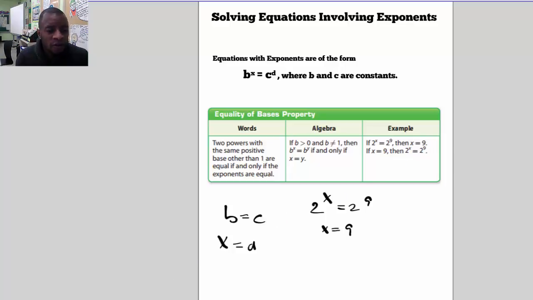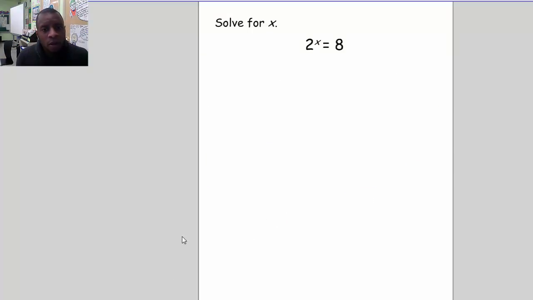Okay, so let's take a look at an example of an exponential equation. We have 2 raised to the x is equal to 8. The first step that we want to do in these types of equations is make our bases the same. So we have 2 raised to the power of x, and we want to write 8 as a base 2 raised to some power.